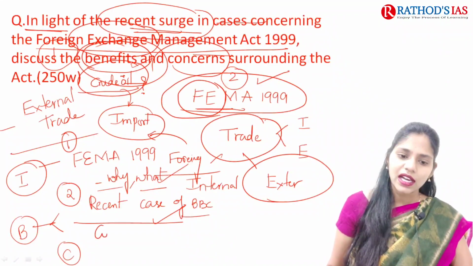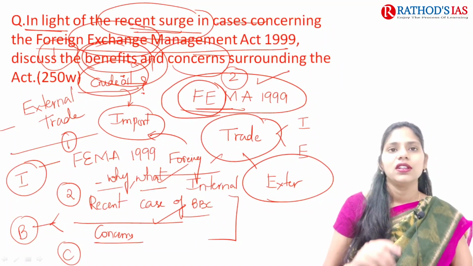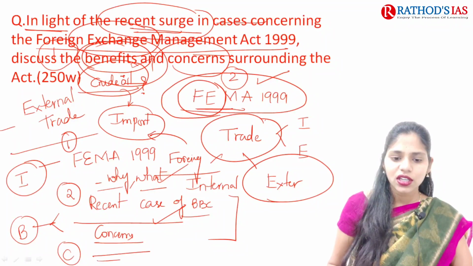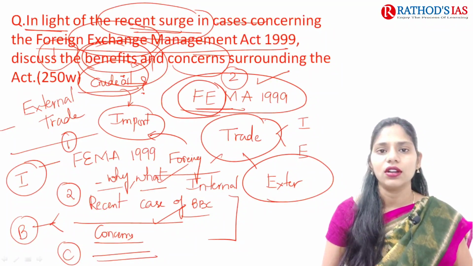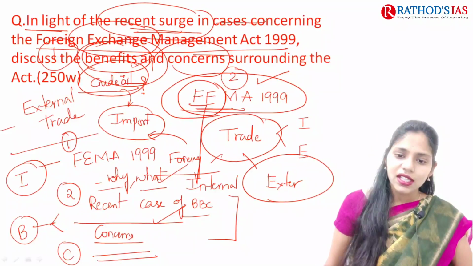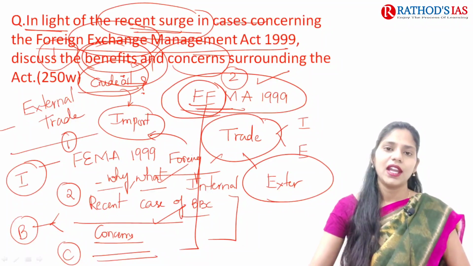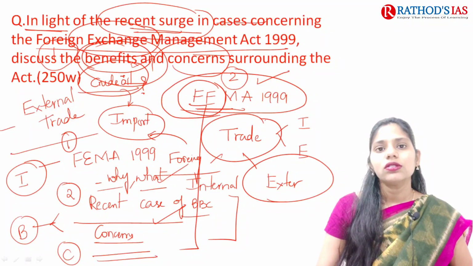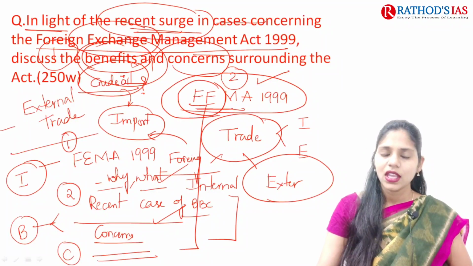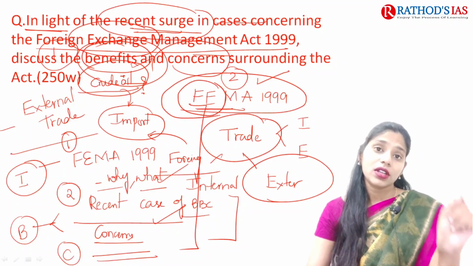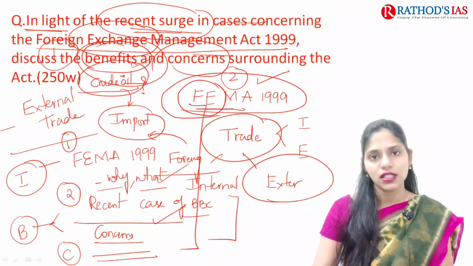So if you do this, concerns and benefits, your job is done. And later on, at last, you can give 2 to 3 lines of conclusion for this answer. So this is the structuring of the answer. And now I want to show you how to write the content. I will be focusing on some important points regarding this FEMA.